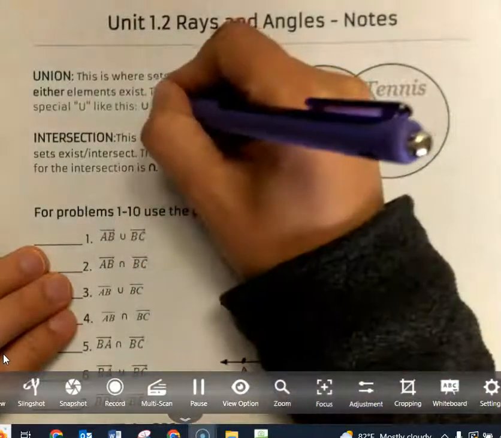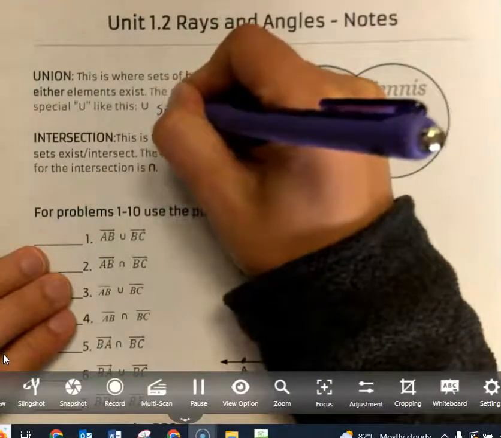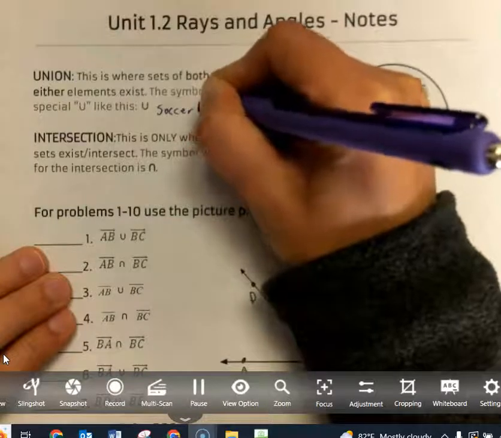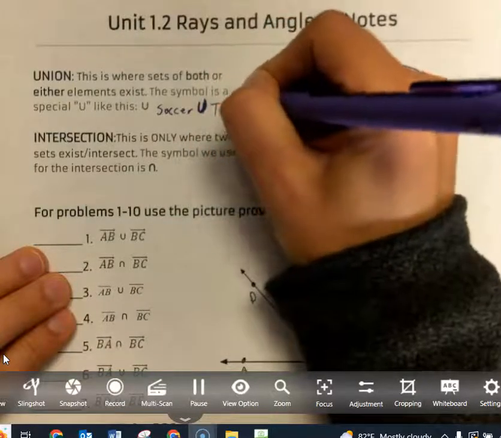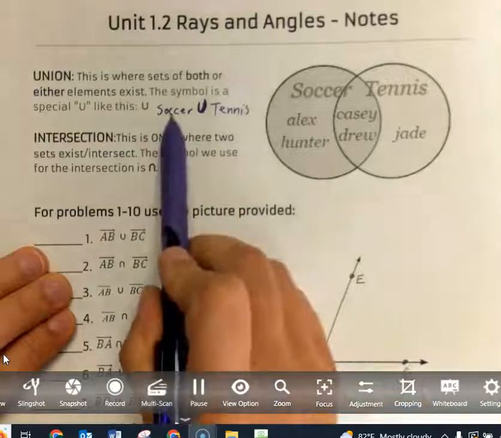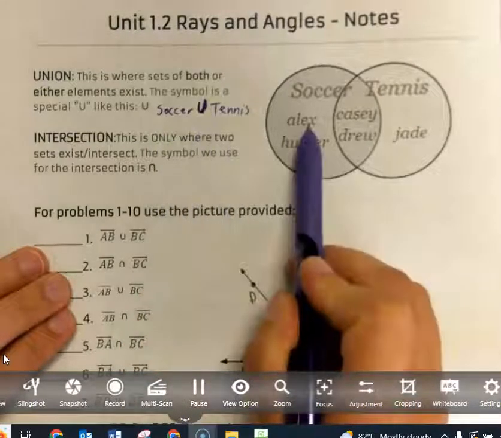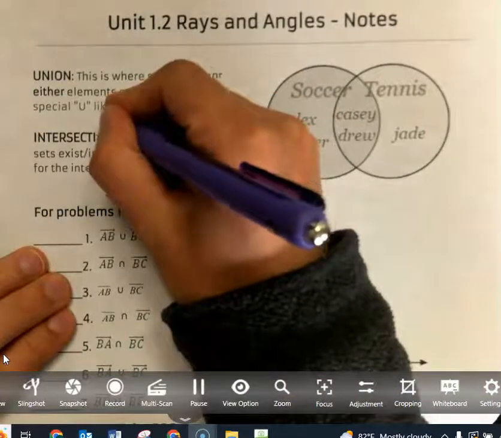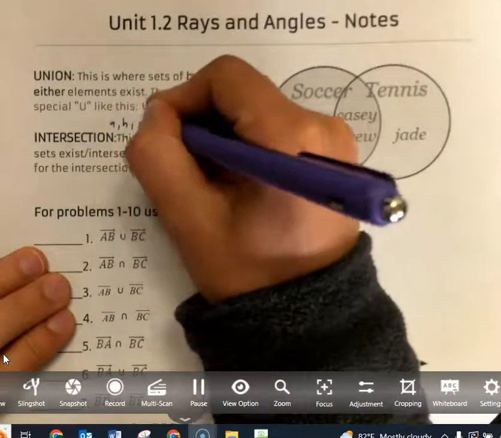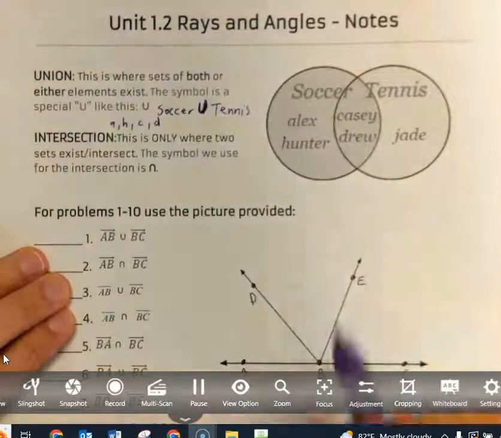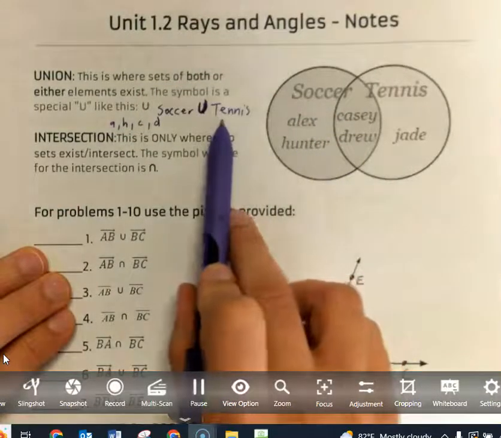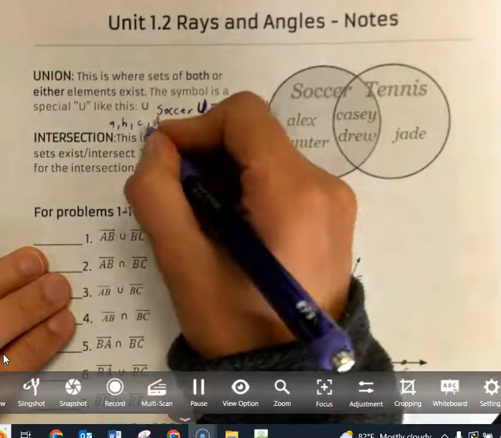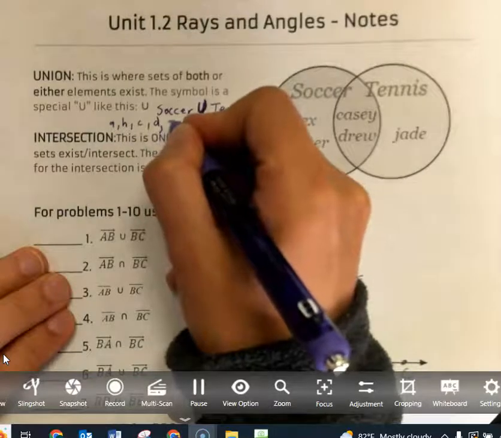For example, my union of soccer with tennis. So that means who all has this true? Well, Alex, Hunter, Casey, and Drew. Okay, and then where's this true? Well, Jade, Casey, and Drew. So I already have Casey and Drew, so Jade also.